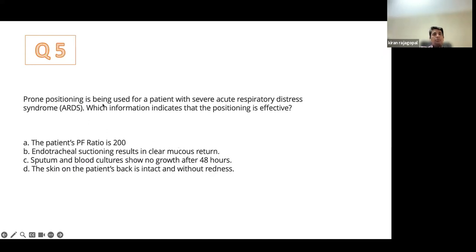So another one, prone position is being used for a patient with severe acute respiratory distress syndrome, and which information indicates that the positioning is effective? So you have proned the patient, and how do you know that your proning session is effective? Post-proning, the patient's PF ratio is 200. The patient was a severe ARDS patient. Post-proning, when you suction the patient, the sputum is whitish, clear and thin. Sputum and blood cultures you sent after proning showed no growth after 48 hours. And the skin on the patient's back is intact and without redness. Which among the following indicates that your proning has worked?